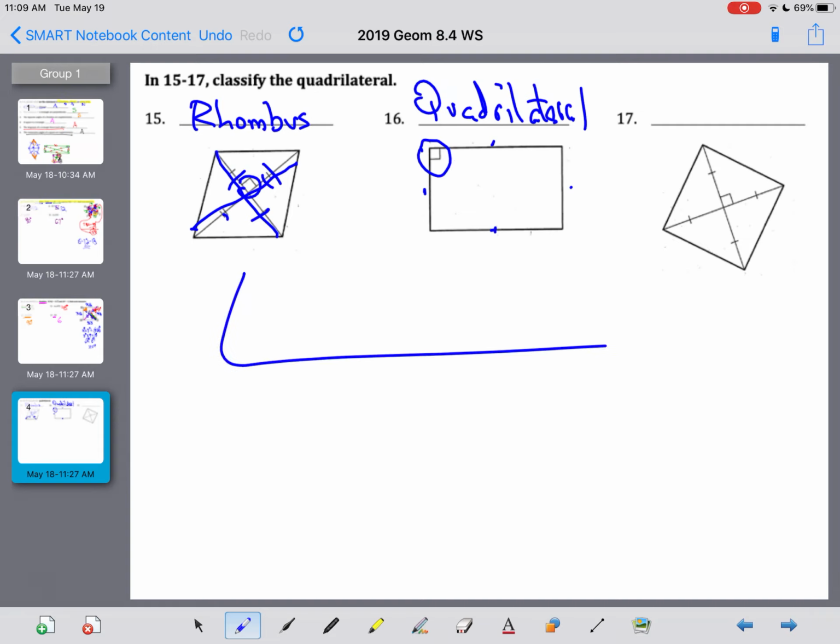Okay, these two pictures are very close, but since the diagonals form a right angle and bisect each other and they're equal, this has to be a square. Alrighty, I hope that helped you get through the worksheet, and talk to you soon.